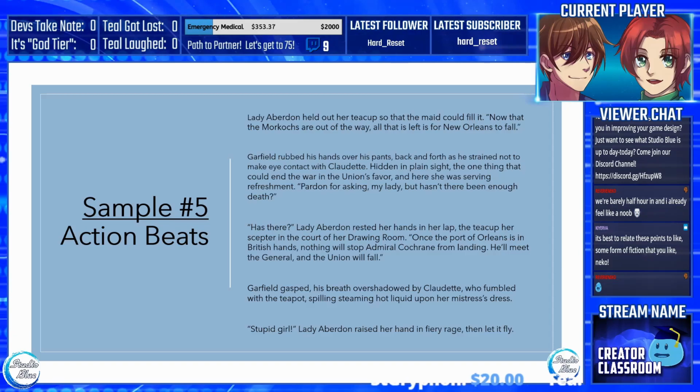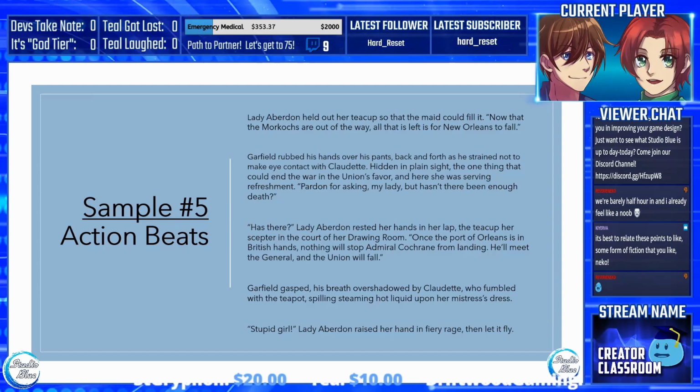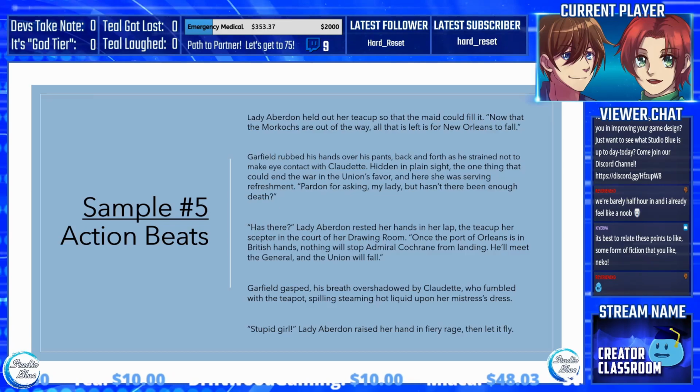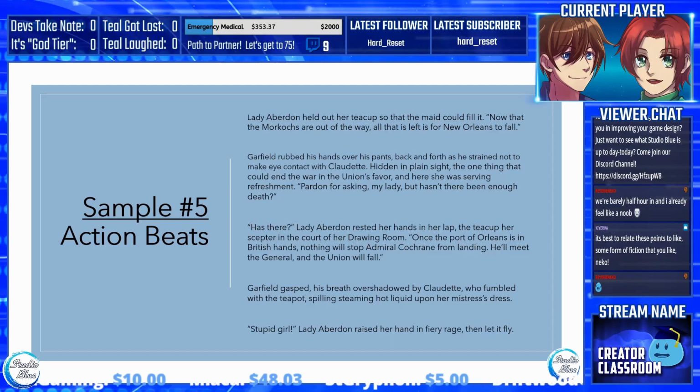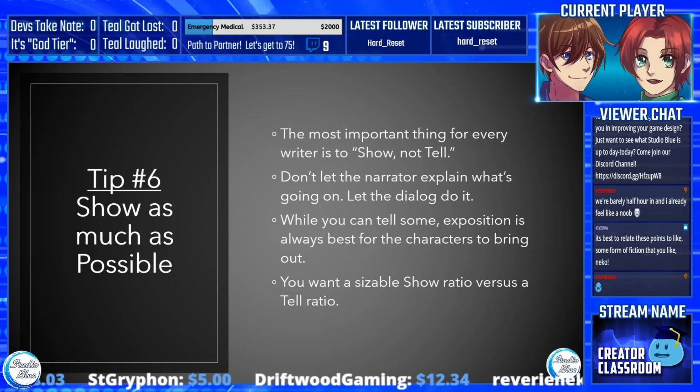Because if the last person who spoke or did something was Lady Aberdeen, and Lady Aberdeen does something again, we can use the pronoun she. However, that is outside the scope of this workshop, so please forget about that for now. We can always address that some other time. Pronouning is its own thing. Let's move on. Tip number 6.